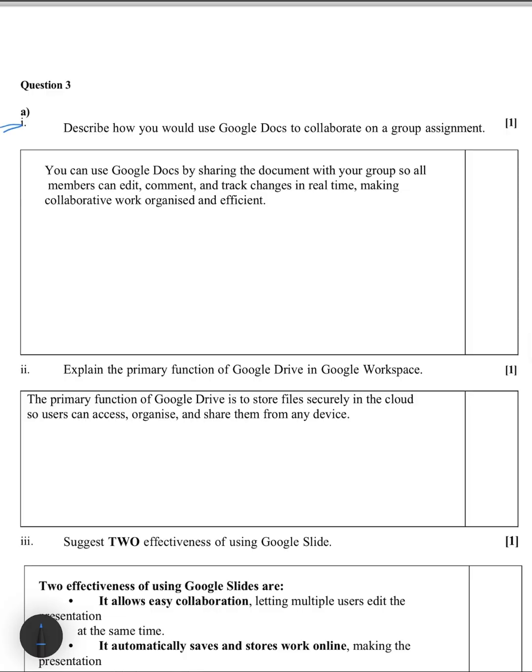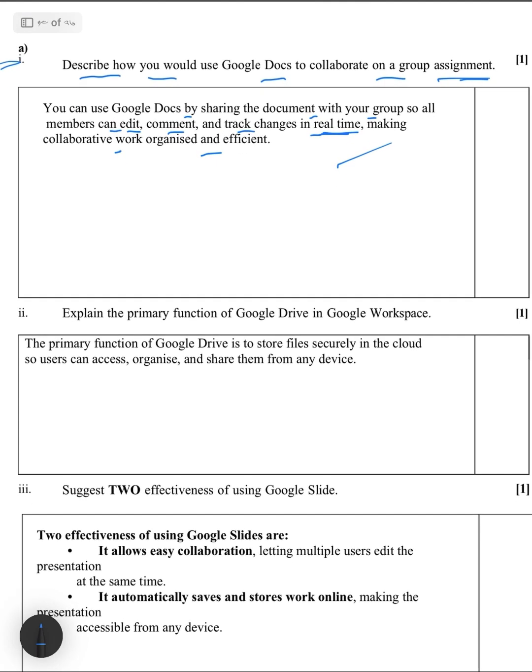Anyway, the first question asks us, describe how you would use Google Doc to collaborate on a group assignment. So you can use Google Doc by sharing a document with your group, so all members can edit, comment, and track changes in real time. Real time meaning, whenever your friend changes something, you will be able to see it at the same time. That's what real time means. Making collaborative work organized and efficient. So that's for the first question.